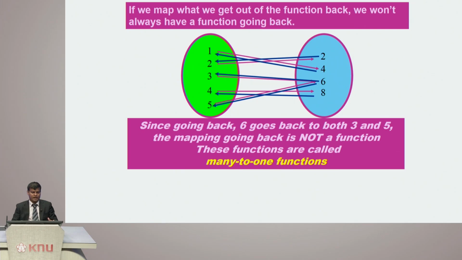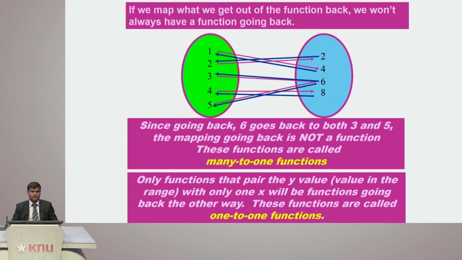This function is called a many to one function. We talked about onto function as well, we talked about one to one function, and this is called many to one function as well. Only a function that pairs the y value, the value in the range, with only one x will be a function going back the other way. These functions are called one to one functions. So we know the difference between one to one function and onto function. When it goes back, if it just goes back to only one value, we call it a one to one function.